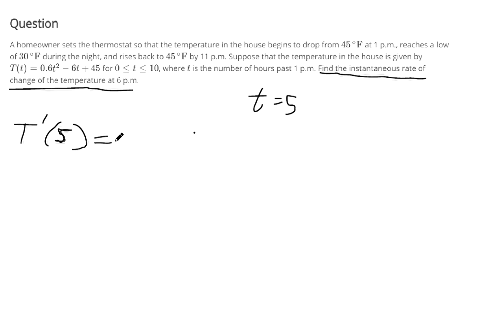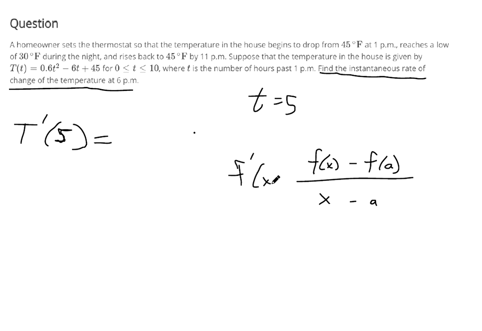In order to do that, we could use either of those definitions of a derivative. I guess I like this one best, when it's f of x minus f of a over x minus a. That one tends to come in handy more often. Oh, sorry, this is the limit as x approaches a. So that's what we want to evaluate here: the limit as x approaches 5 for f of x. In this case, it's t instead of x, right?